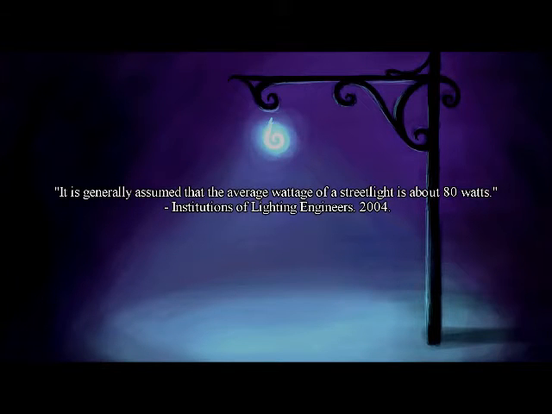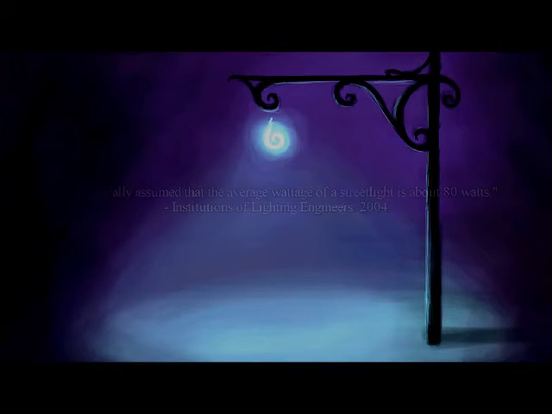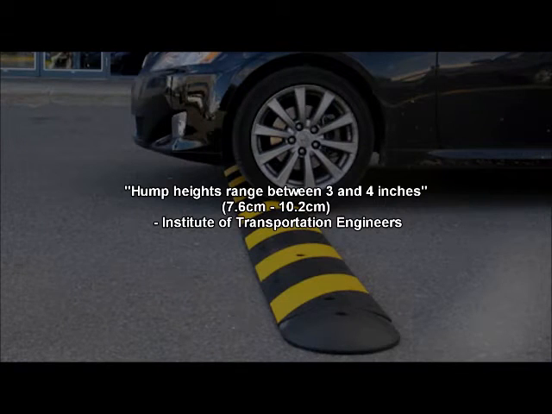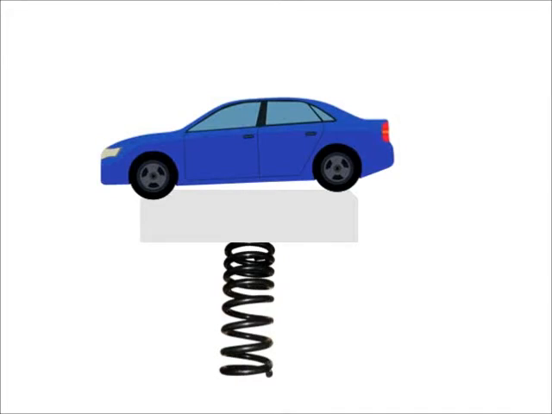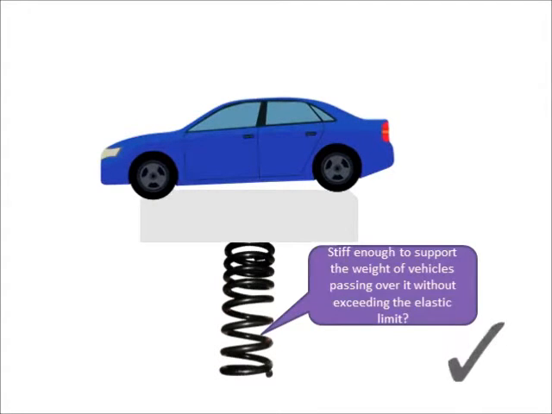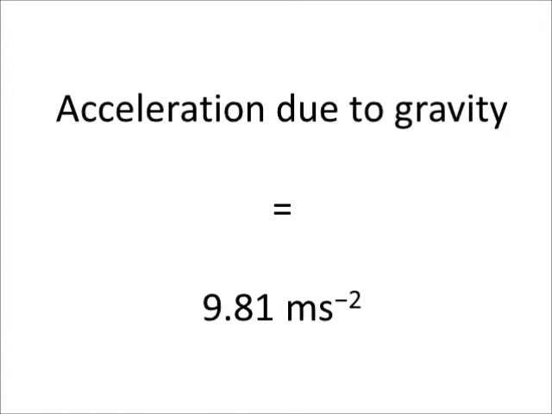An average street lamp is on for 8 hours a day and requires 80 watts of power. An average speed bump is roughly 0.1 meters high. If we were to use springs, we would assume that they are stiff enough to support the weight of the vehicle, and that we took acceleration due to gravity as a constant of 9.81 meters per second squared.